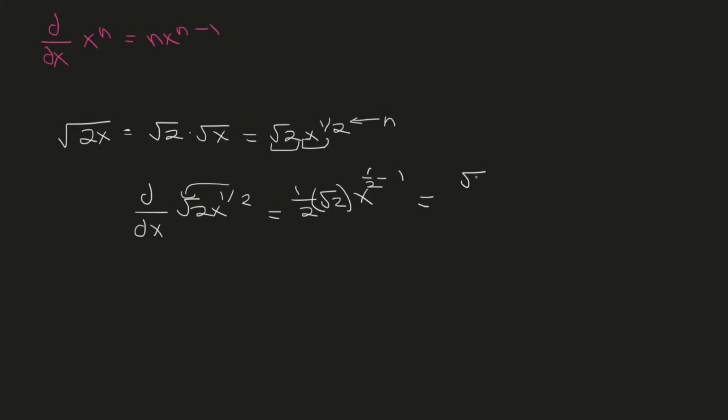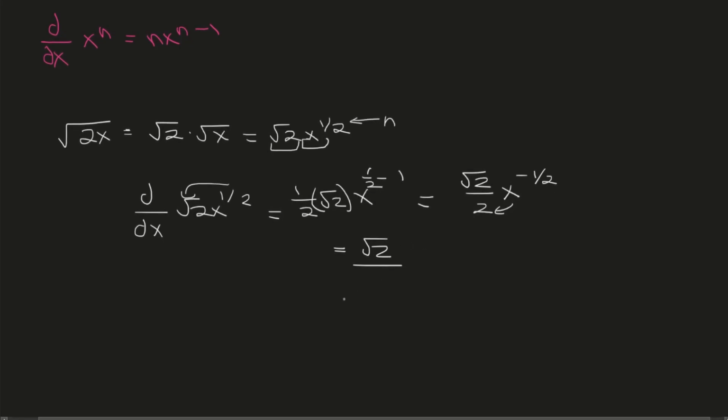So that gives us root 2 over 2. We're multiplying the 1/2 times the root 2 times x to the negative 1/2. And since this is negative, we can move this to the bottom of our fraction, giving us root 2 over 2x to the 1/2, which simplified into square root form gives us root 2 over 2 root x. And that is our final derivative. Let's go over a few more examples.